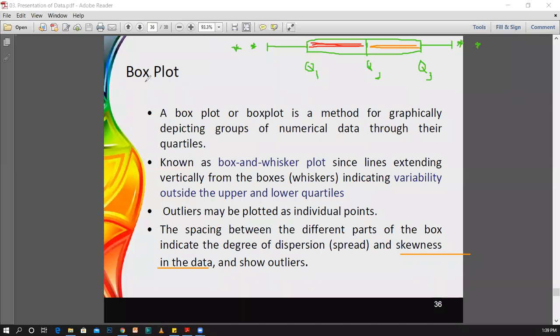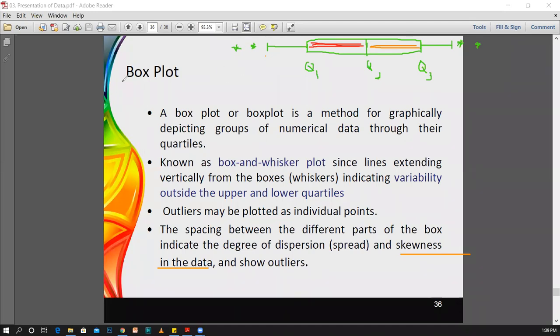Therefore, if you go through this, you can see that using the box plot, you can easily identify the quartiles, this midpoint, then the upper limit and the lower limit. Using the distance between the first part and the second part, you can comment on the skewness, and using the first quartile and third quartile, you can comment on the dispersion also. Another important thing is that you can easily identify the outliers.